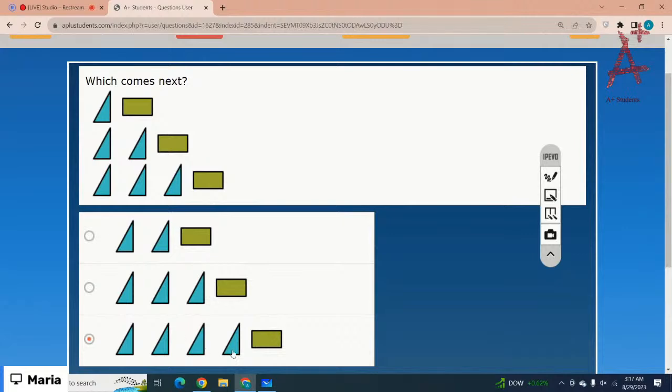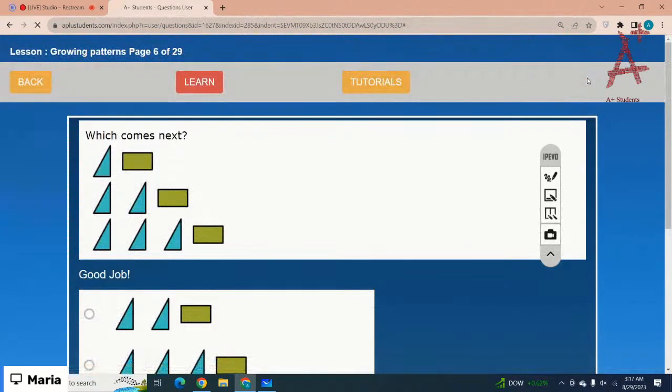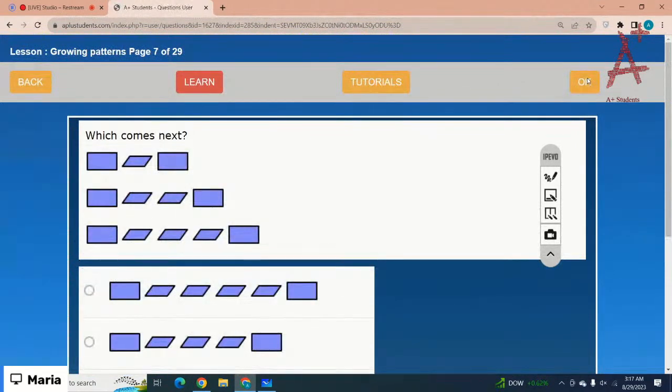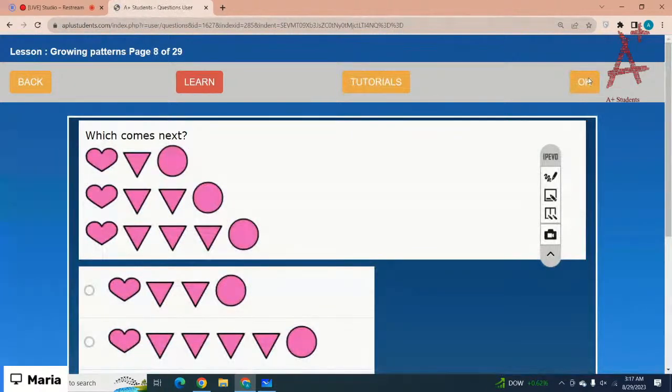The correct option is you have 1, 2, 3, 4 triangles and a rectangle. Which comes next? Which is the correct option? The correct option is first one, right? Which comes next? Which is the correct option? The second option is the correct one, right?